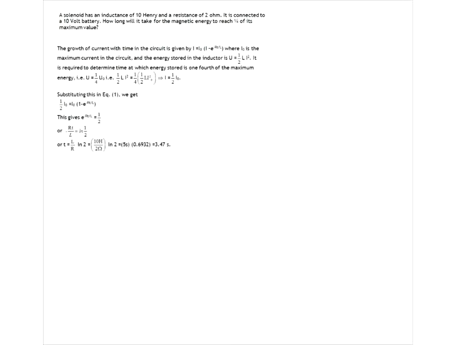An illustration. A solenoid has an inductance of 10 Henry and a resistance of 2 ohm. It is connected to a 10-volt battery. How long will it take for the magnetic energy to reach 1/4 of its maximum value?